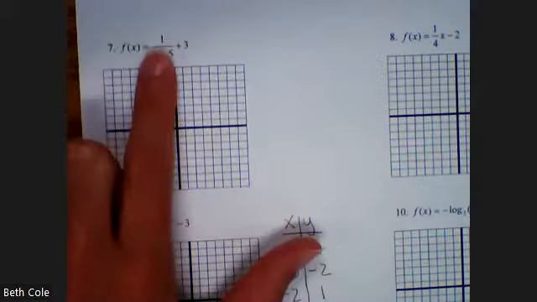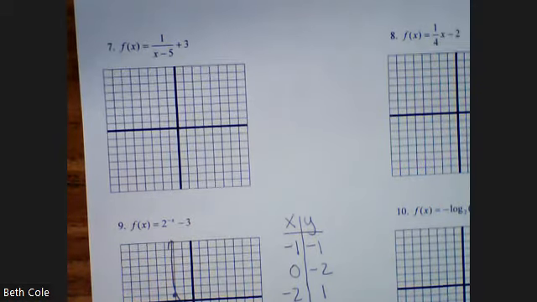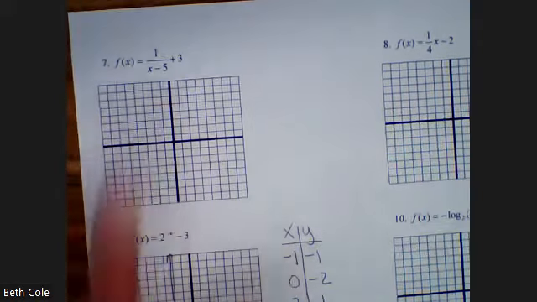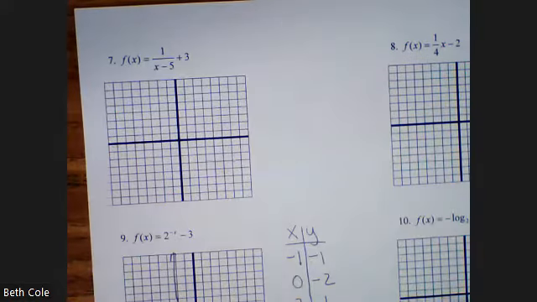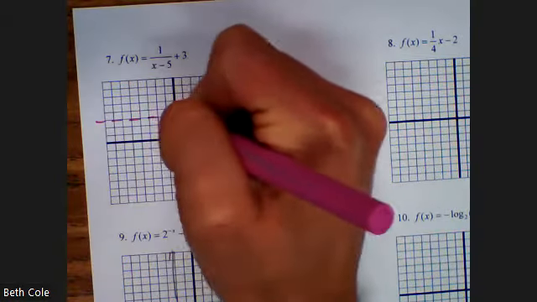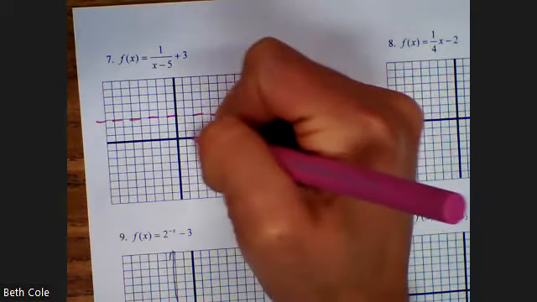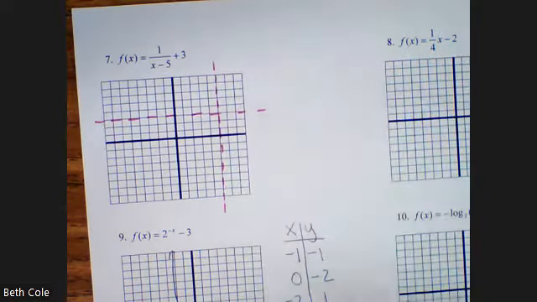All right, what is this parent function? Rational. I do not require specific points plotted for rational because those graphs are really weird. All you have to do is get the asymptotes in the right spot. So how did it shift? Right, 5. Okay, so we're going to go up 3. You know what? I'll use a different color for this. Up 3 and dot in the asymptote. Right 5 and dot in the asymptote. No points. You're not going to plot any specific points.